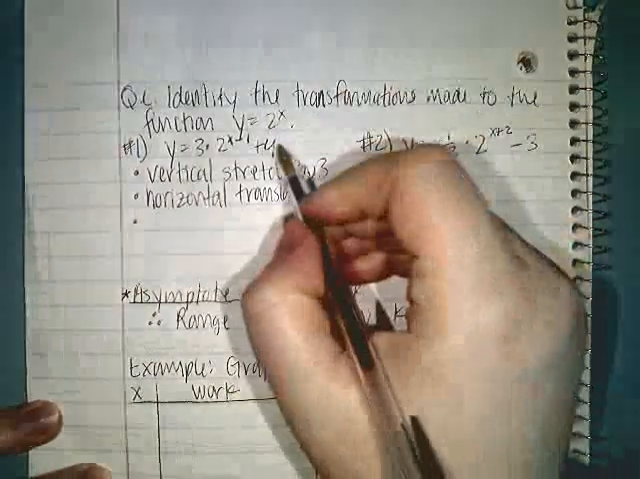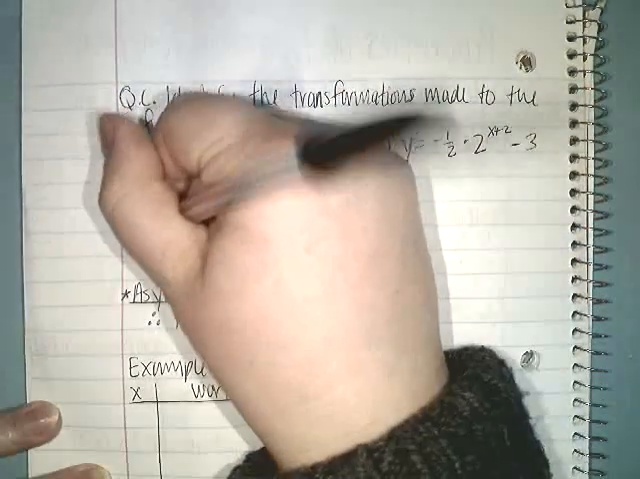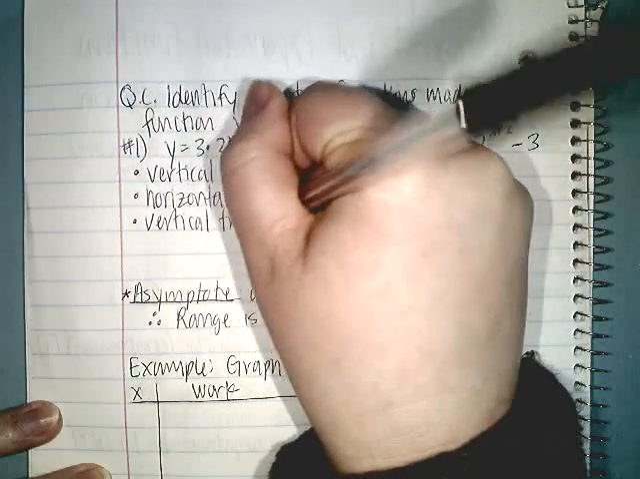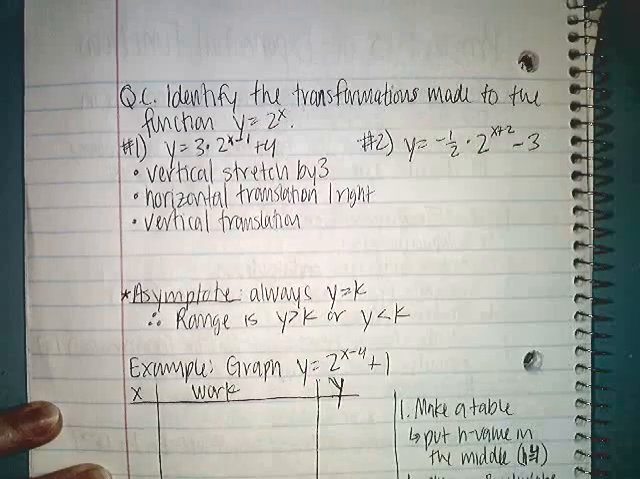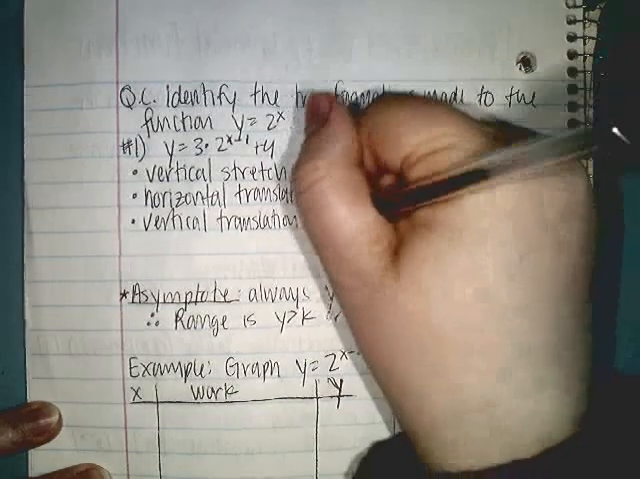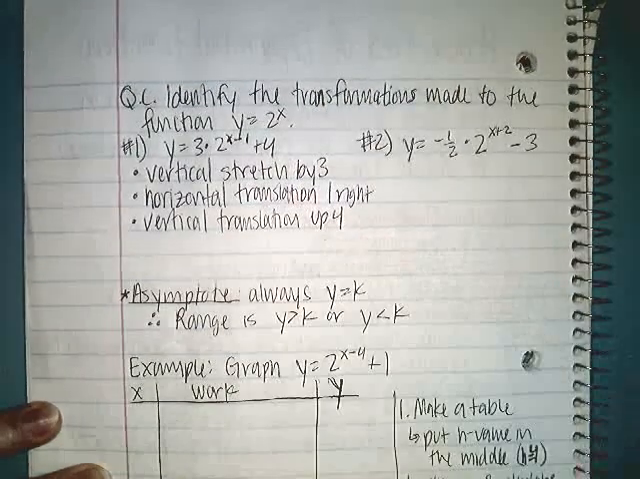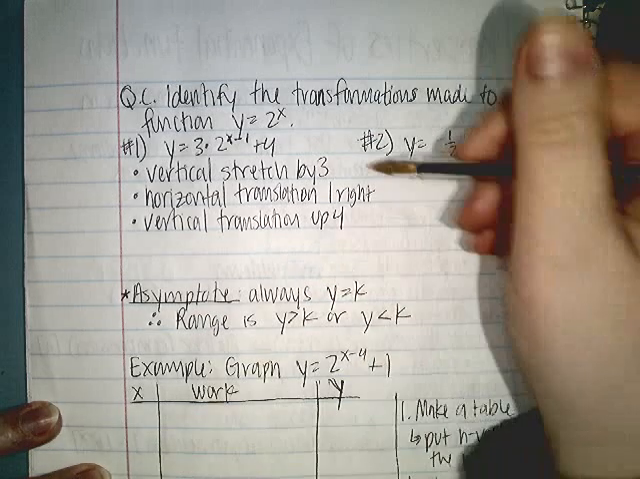Then I keep going, I have a vertical translation and it's going to be up 4. So since it's plus 4, it's going to be up 4.